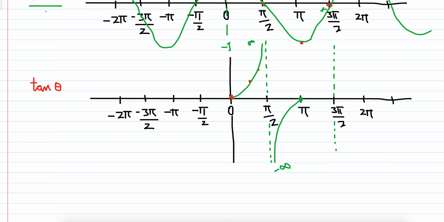For pi by 2, sine is 1, cos is 0. So it goes towards positive infinity. So it increases like this and becomes close to infinity at pi by 2. It's not defined at pi by 2.